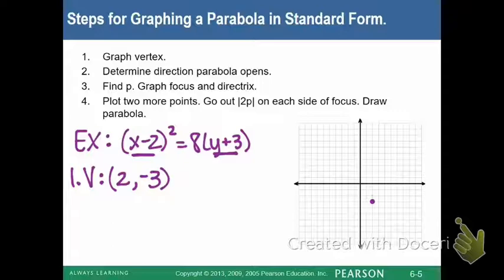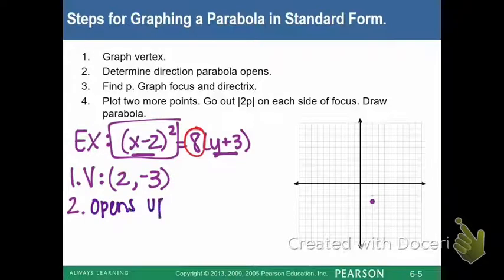Then step 2 is to determine the direction that the parabola opens. So is it opening left, right, up, or down? First you look at what is being squared. The x is what's being squared here, that's x minus 2 squared. If the x is being squared, that tells us that it opens up or down. Then we look at this number out in front to see if it's positive or negative. Since it's positive, it tells me that this is going to open up. You don't have to necessarily write that down, but it helps because now I know what it should look like.